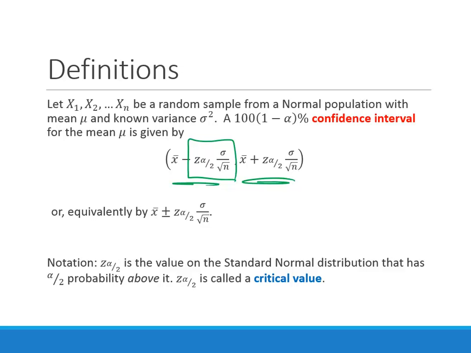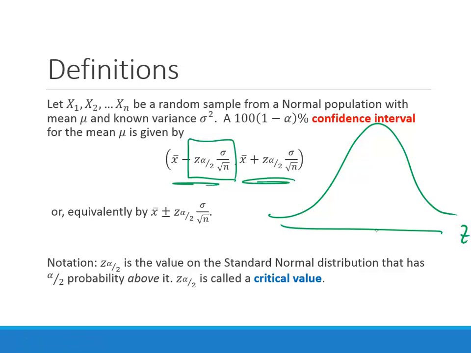That looks almost like what we had on the previous page, except for that z sub alpha over 2. That's just our notation for a value on the standard normal distribution that has probability of alpha over 2 above it. So on my standard normal distribution here, let's try that again.